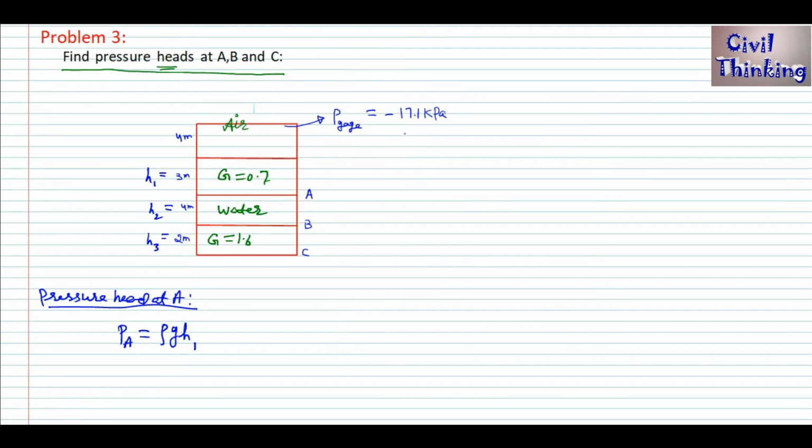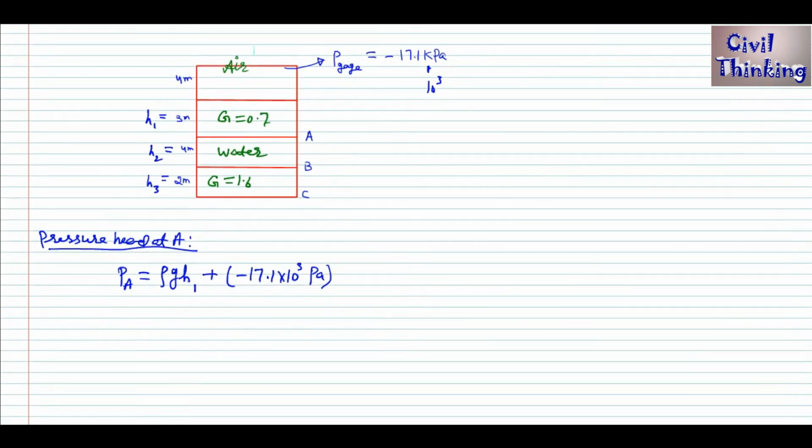And remember, we have to consider the sign too, okay? If it's negative, we have to use it as it is. So plus minus 17.1 multiplied by 10 to the power 3 pascals, right? Because here it is kilo, so it is 10 to the power 3. Okay, we have to find this h1, right? Because we have to find the pressure head. Head is this h1.